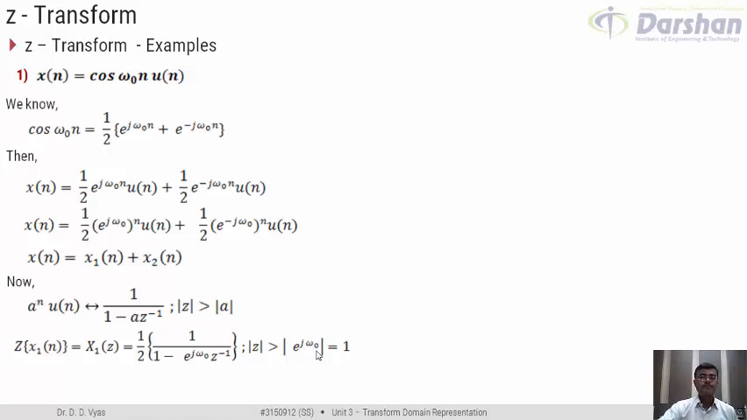In the same way, we can also find Z transform of signal x2, let us call it X2 of z. The only difference here is that the value of a is now e raised to power minus j omega 0, which is getting reflected here. Magnitude of e raised to power minus j omega 0 would again be equal to 1.